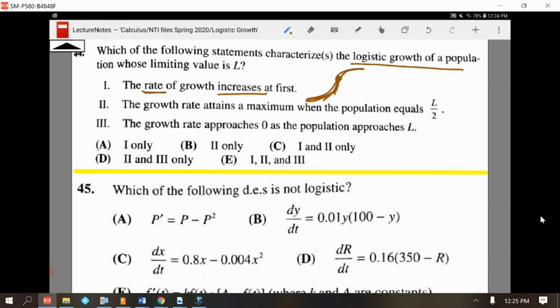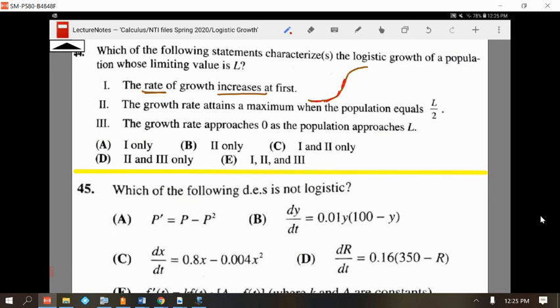So part 2, the growth rate attains a maximum when the population equals L over 2. Okay, the growth rate attains a maximum. And that is true. So going back to this graph that I just drew, that's pretty terrible. I'm going to draw it again, right? Here's my logistic growth graph. It's the S curve, right? And when does this curve have its maximum slope? Which tangent line? Tangent line, tangent line, tangent line.